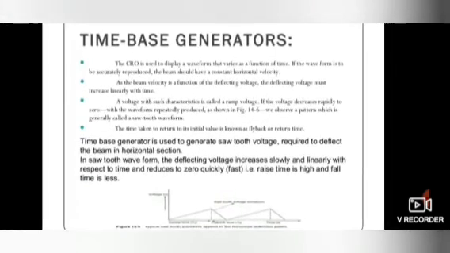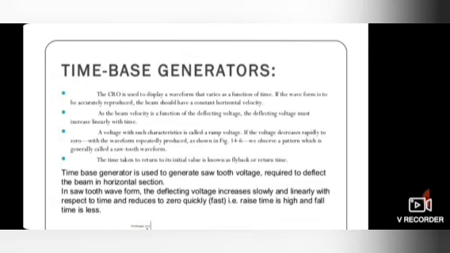Then time-based generator. The CRO is used to display a waveform that varies as a function of time. If the waveform is to be accurately reproduced, the beam should have a constant horizontal velocity. As the beam velocity is a function of the deflecting voltage, the deflecting voltage must increase linearly with time. The voltage with such characteristics is called ramp voltage. If the voltage decreases rapidly to 0 with the waveform repeatedly produced as shown in figure, we observe a pattern which is generally called a sawtooth waveform.